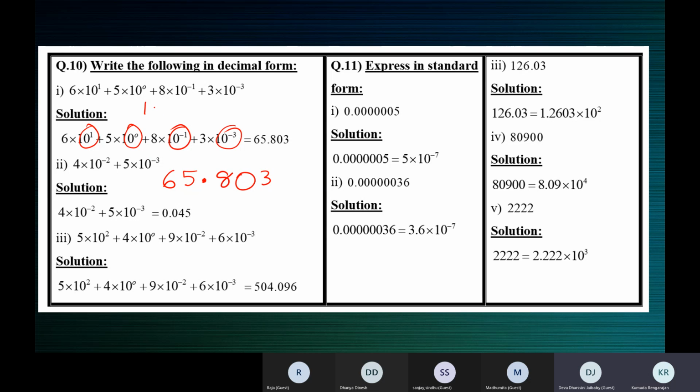These are the place values. See here, why are we not writing 10 square? Because we don't have anything in the 10 square place. So it starts from 10 to the power 1. When you start from 10 to the power 1, then you should write everything: 10 power 0, decimal point, 10 power minus 1, 10 power minus 2, 10 power minus 3.